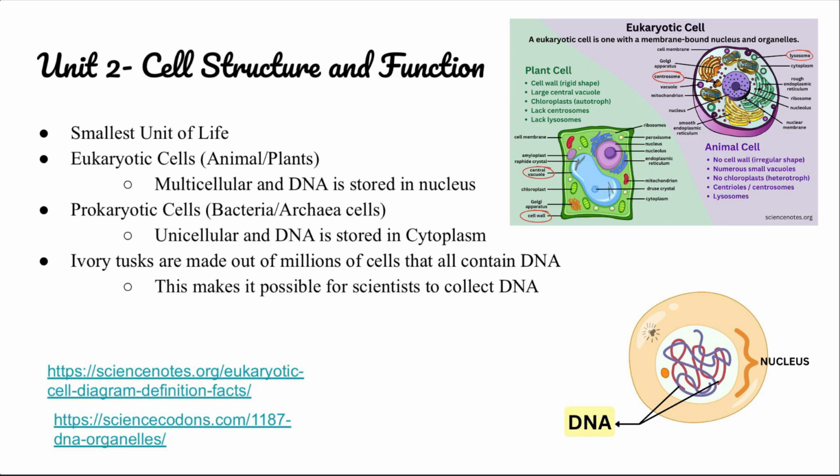Cells are the smallest unit of life and are the building blocks of all living organisms. There are two main types of cells: eukaryotic cells, like animal and plant cells, which are multicellular and store DNA in the nucleus, and prokaryotic cells, like bacteria and archaea, which are unicellular and store DNA in the cytoplasm. Ivory tusks are made out of millions of cells that contain DNA, allowing scientists to connect and study genetic information from them.